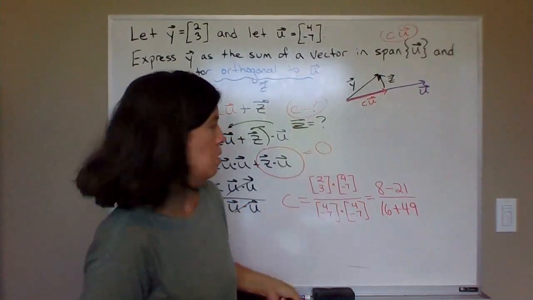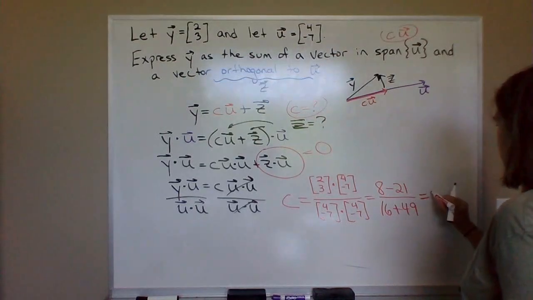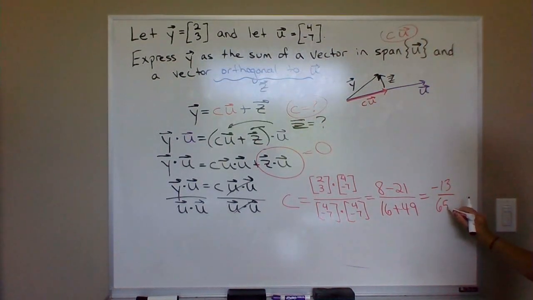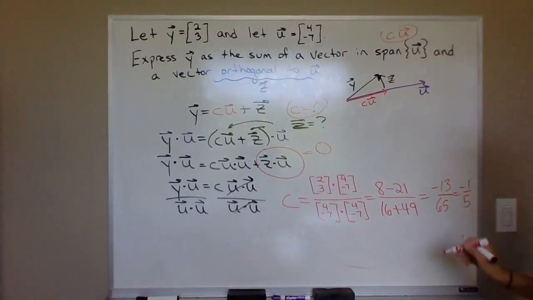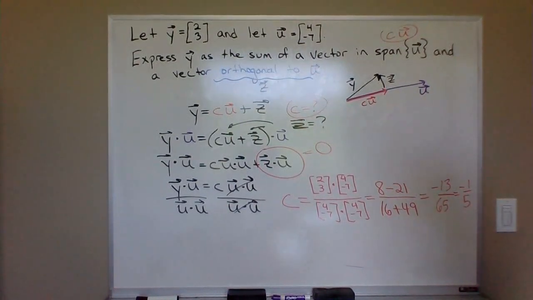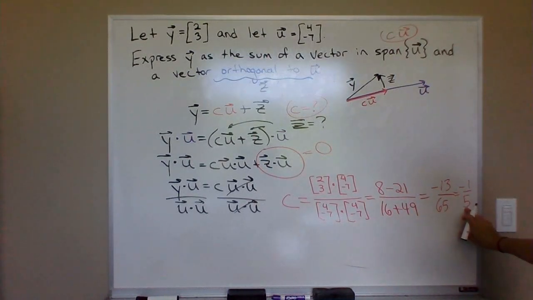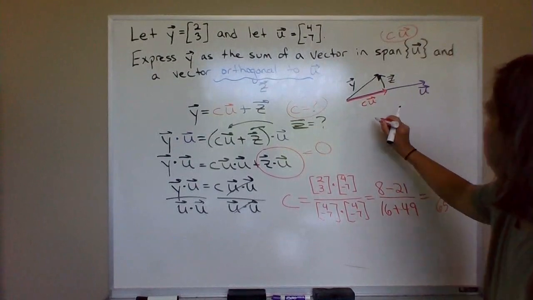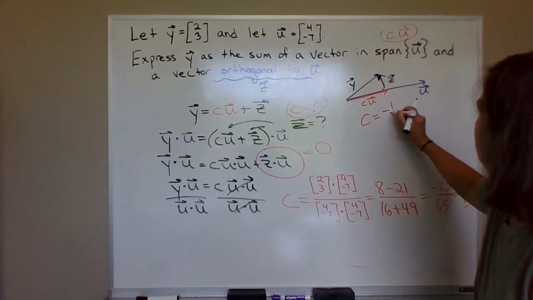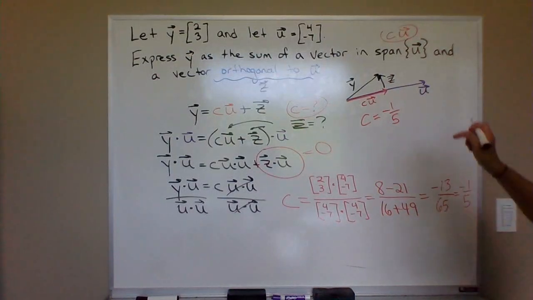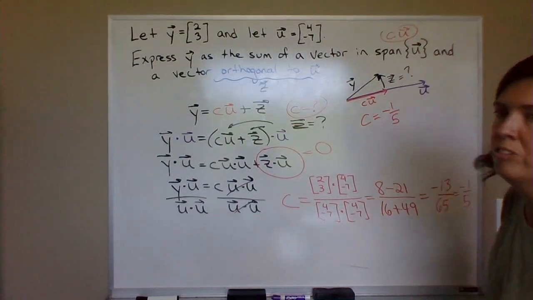8 minus 21, so that's negative 13, over 65. And that fraction reduces, you can divide top and bottom by 13, that reduces to negative 1 over 5. Oh, and I hope you guys can see. But so the scalar c, we just discovered, is negative 1 over 5. Trying to write that nice and dark. We now need to find this vector z.